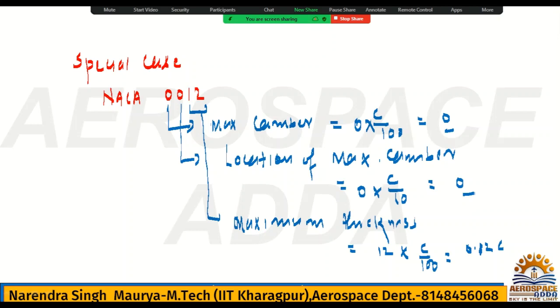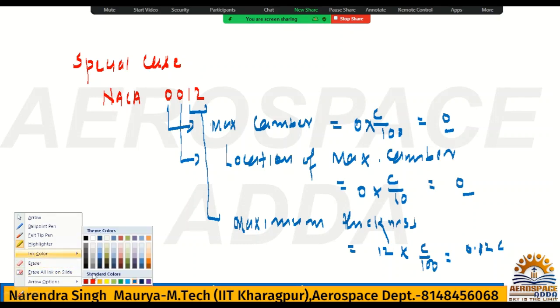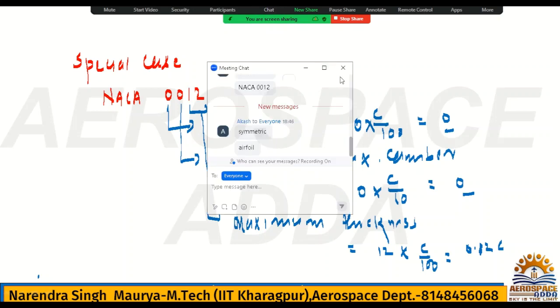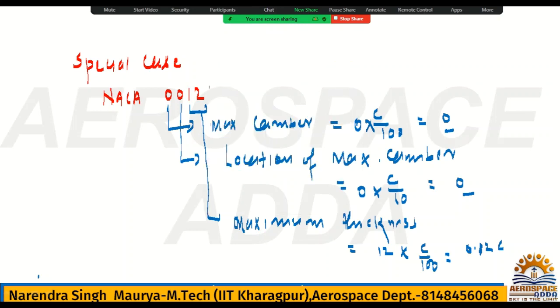What is the meaning of it? For this airfoil there is only one thickness and no camber. How many types of airfoil are there? Basically 2 types: cambered airfoil and symmetric airfoil. If there is no camberness in the airfoil, it is not a cambered airfoil. It is a symmetric airfoil. This is asked in your exam.